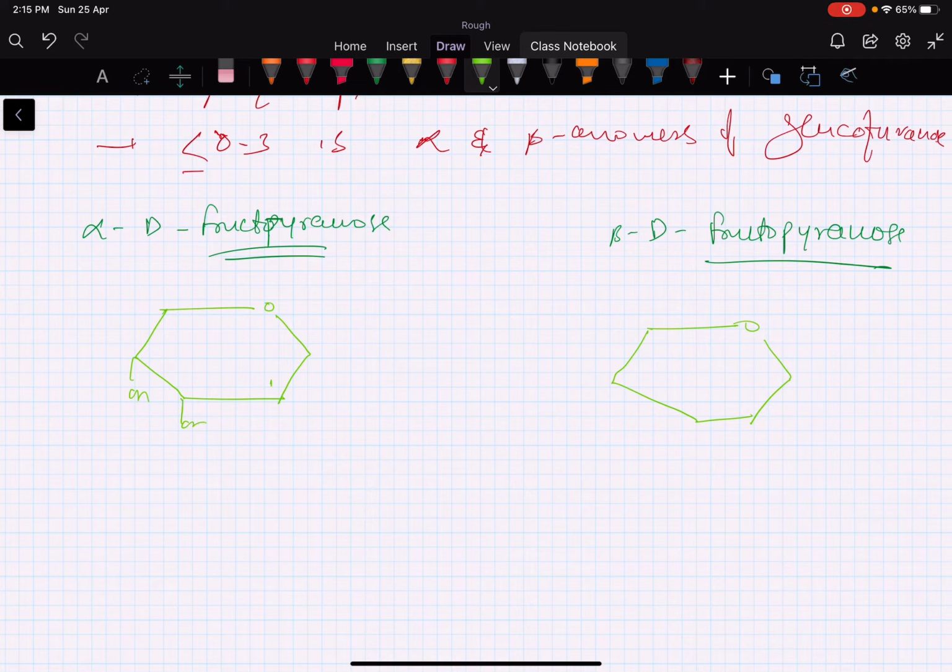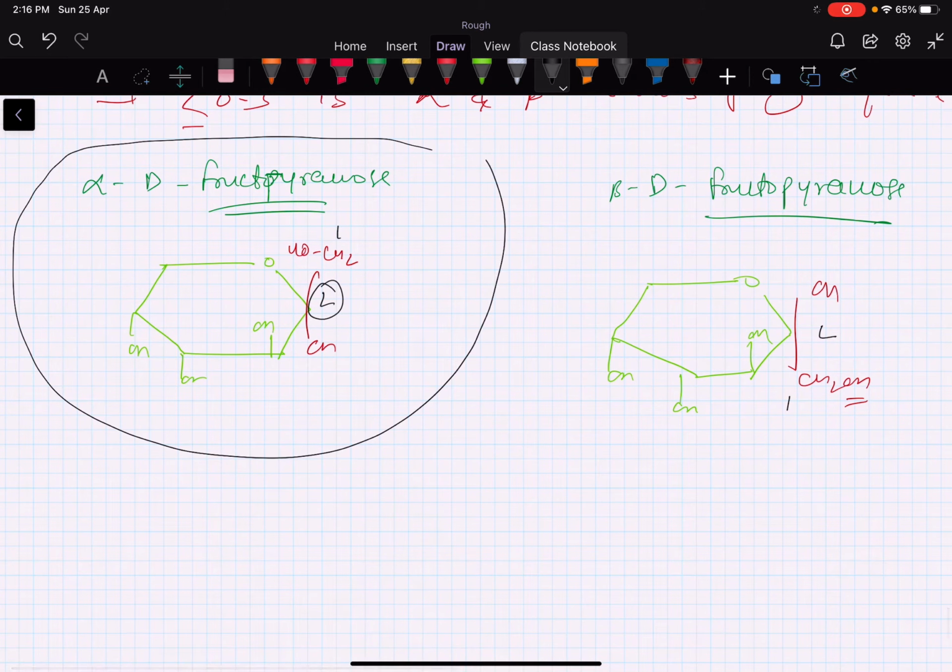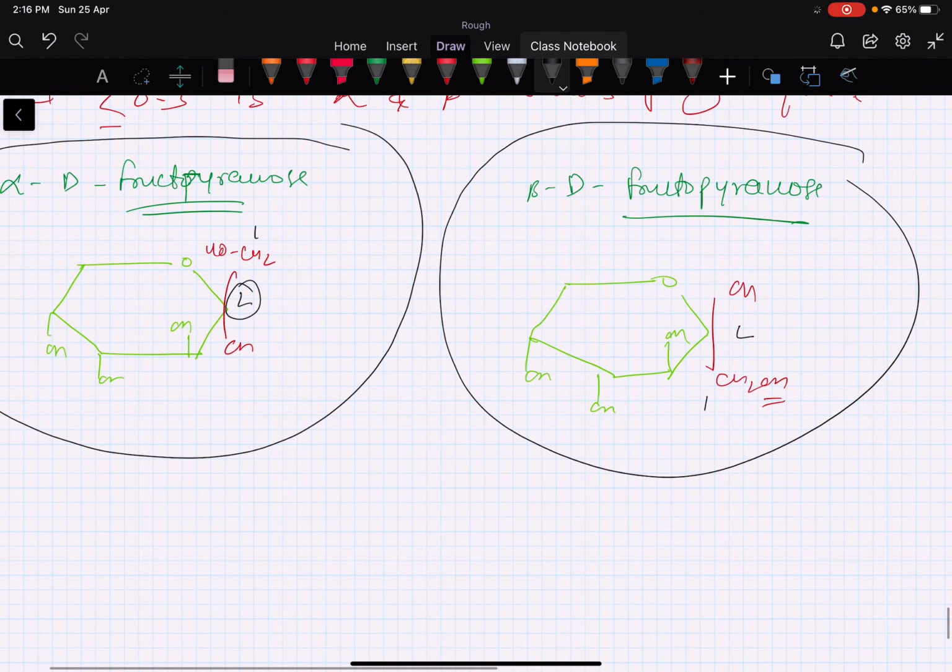OH, OH, OH, OH, OH, and OH. Now what's the difference in both these structures? This is carbon number 2, with CH2OH here, whereas here it will be OH and CH2OH. So this is alpha D fructopyranose and this is beta D fructopyranose.